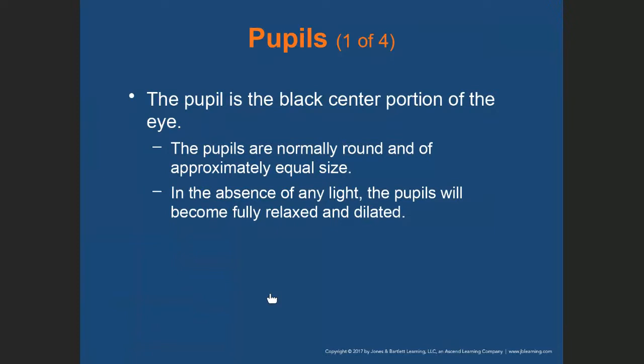The pupil is the black center portion of the eye. The pupils are normally round, of approximately equal size, and in the absence of any light, the pupils will become fully relaxed and dilated. So when we shine a light in the pupil, the pupil will constrict. When we move that light, the pupils dilate.